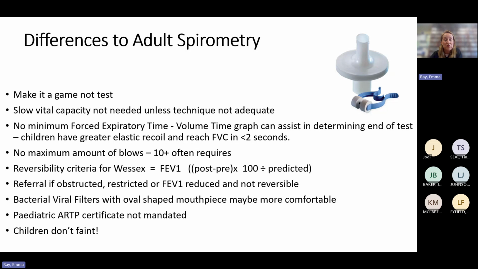Referral: if they're obstructed, the paediatric teams want to see children who've got obstructed spirometry, just to keep a bit of a close eye on them. And also if they're restricted, or their FEV1 is reduced, or they're not reversible, and it's unclear what their diagnosis may be.